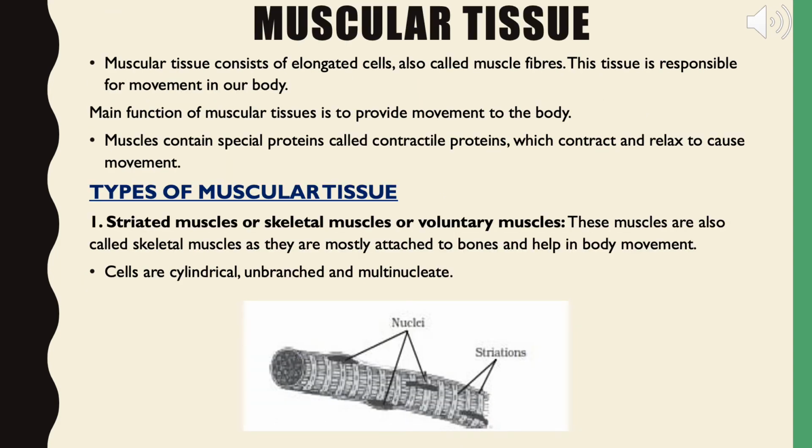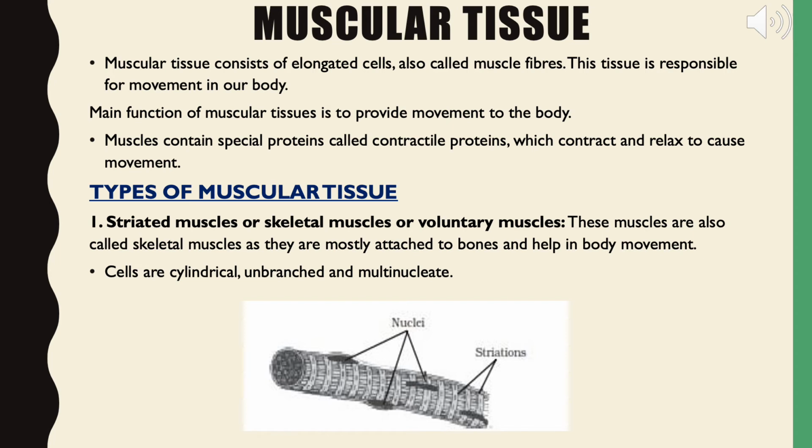Now coming to the muscular tissue. This muscular tissue is made up of elongated cells called muscle fibers, and this is responsible for the movement of our body. This muscle contains a special type of protein called contractile proteins, which help in the contraction and relaxation of the muscles, which help in the movement. So this muscular tissue provides movement to the body.